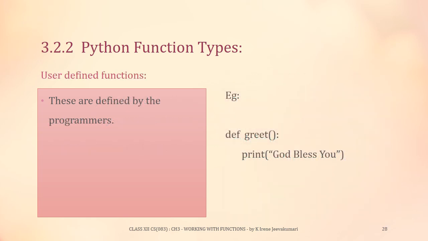So the next function type, user-defined functions. These are defined by the programmers. For example, we have a function definition here. The function definition takes the keyword def and name of the function greet. This function prints a message, God bless you. So this is one of the examples for user-defined function.